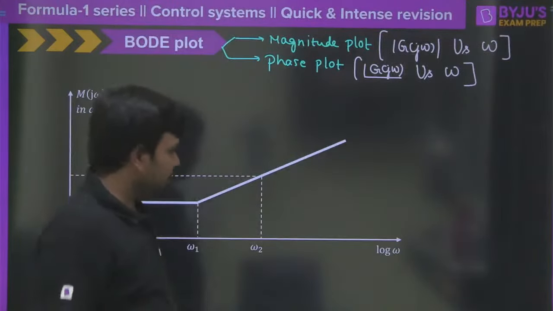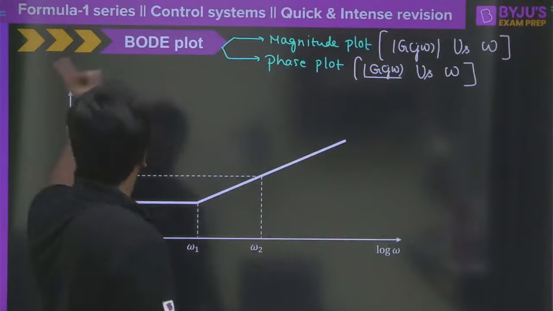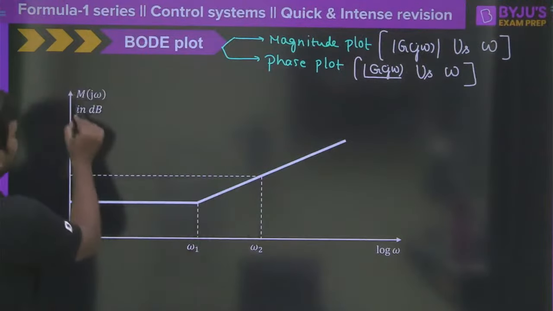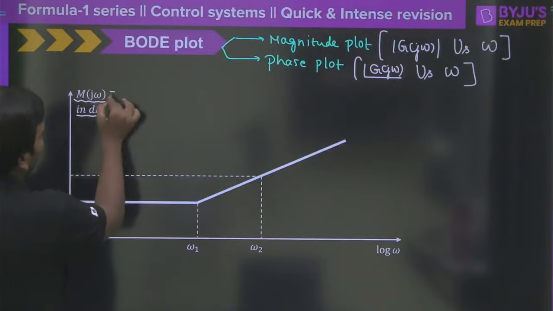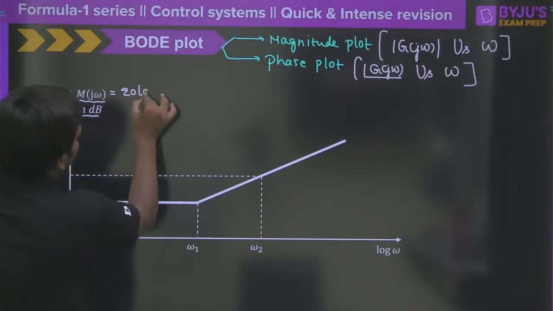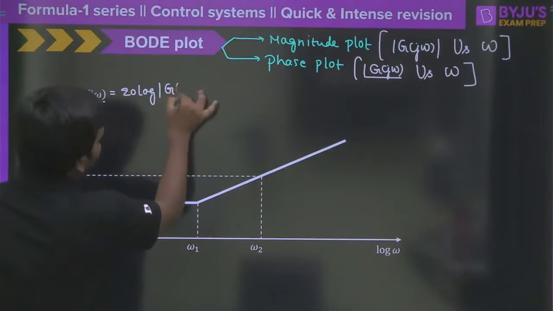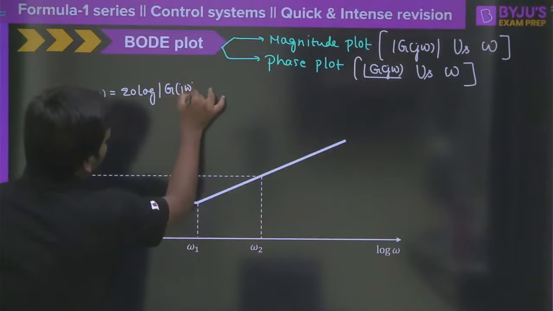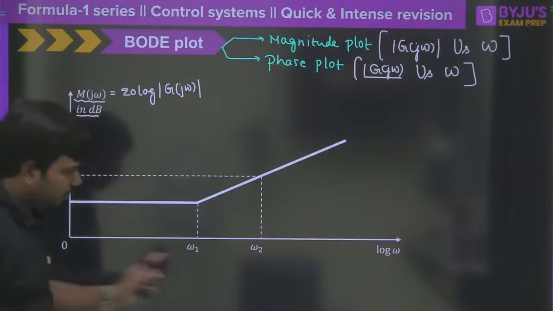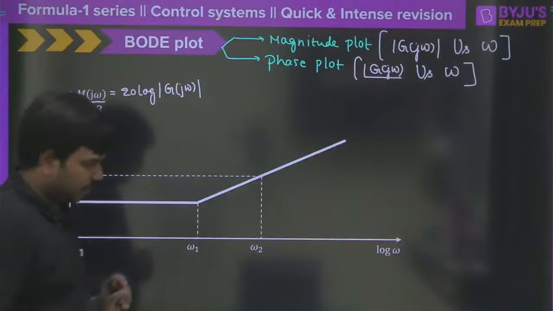Now tell me, in a logarithmic graph and in a Bode plot, suppose you take magnitude. Magnitude we write in dB here. That is usually 20 log of, if you take only G(s), then it would be G(jω). Clear? And the frequency should be on a logarithmic graph.